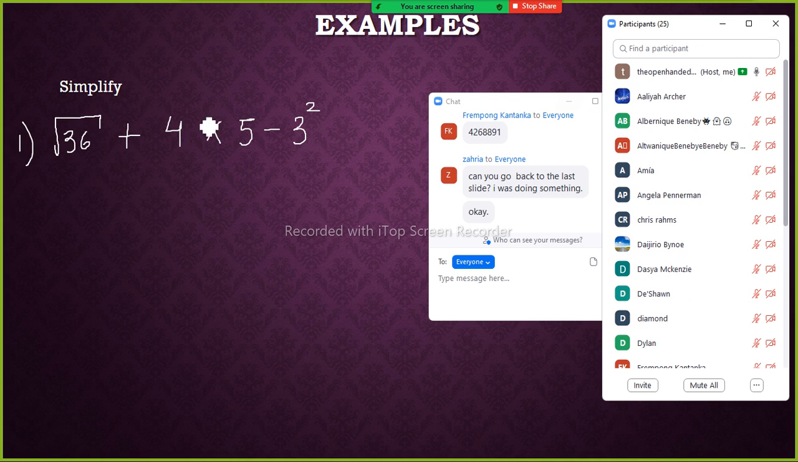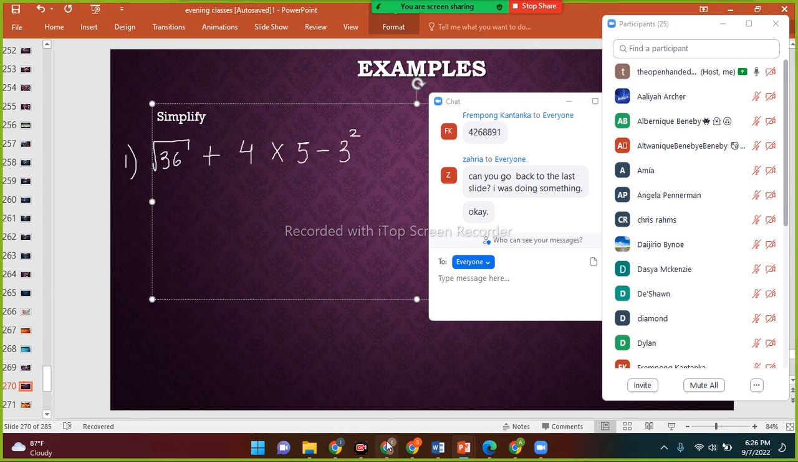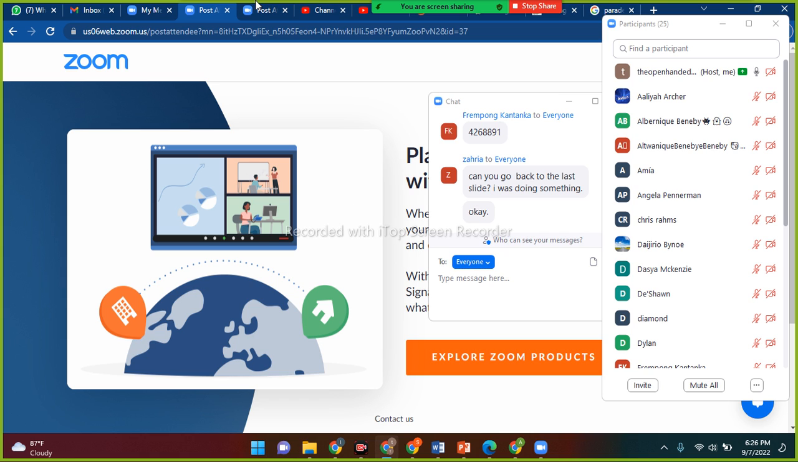Does anyone agree with her that we must do the square root first? I agree. Okay, Albanic says she agrees. Anyone else agree? I agree. Okay, Bino says he agrees. The reason why, there's no need to guess. Remember, in math we do not guess. Trust me, in math we do not guess, right?